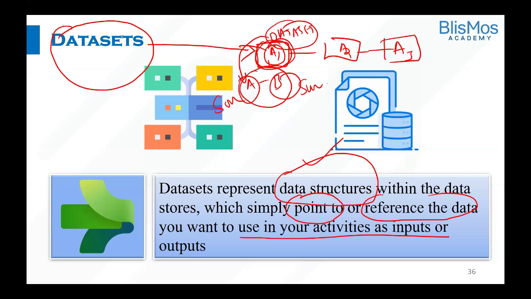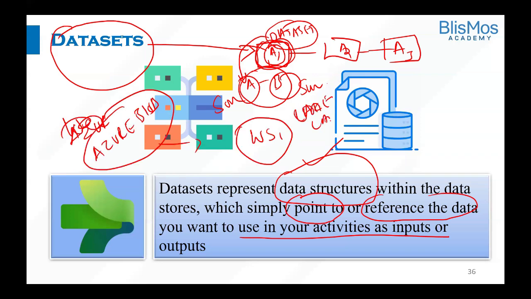You'll be able to get it when you do some hands-on. A data set in an activity in a pipeline in Data Factory is not the actual data. It points to where the data is. For example, now you are trying to move the data from, let's say, Azure Blob, OneLake, to a workspace. You are trying to move the data from Azure Blob to workspace 1.